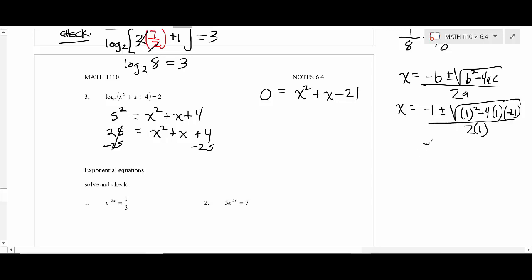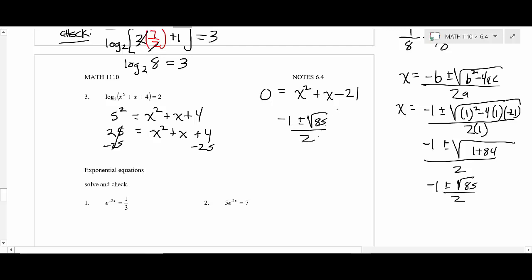So what you'd end up having is negative 1 plus or minus square root. And if you do this, you could use your calculator. That's actually 1 plus 84 all over 2. So that's negative 1 plus or minus square root of 85 over 2. Okay, like that. All right, now I'm not going to check this. I probably should, but I don't want to take the time to do that. So that would be the solution of that equation. Okay, on an exam, problems like this, what I prefer to do is log equations where they factor, because then you can do the checking a little bit more efficiently. Okay.